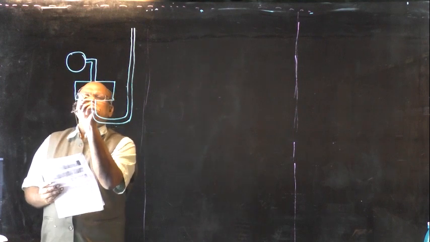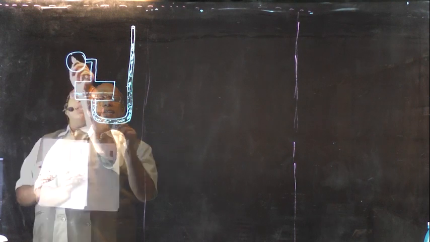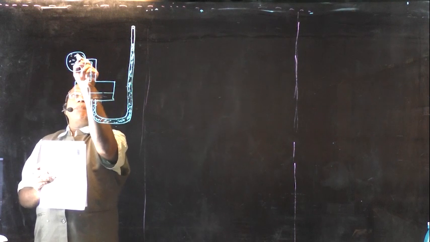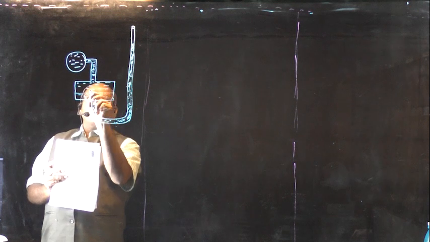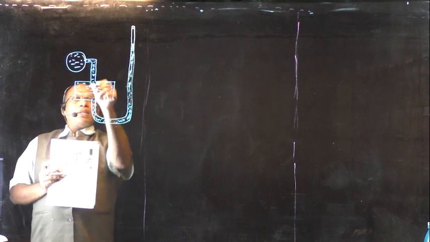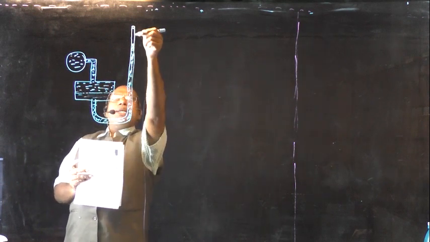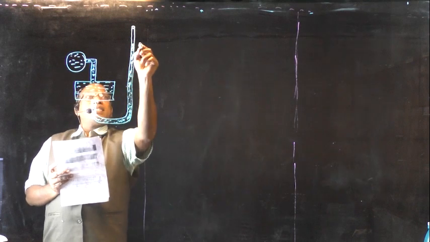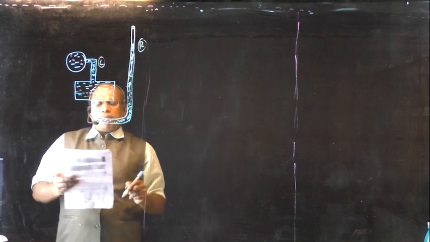This is the mercury, the manometer liquid. This is the liquid in the pipe. Because of the pressure, the mercury level moves towards the right side. This is the right limb. This is the left limb.